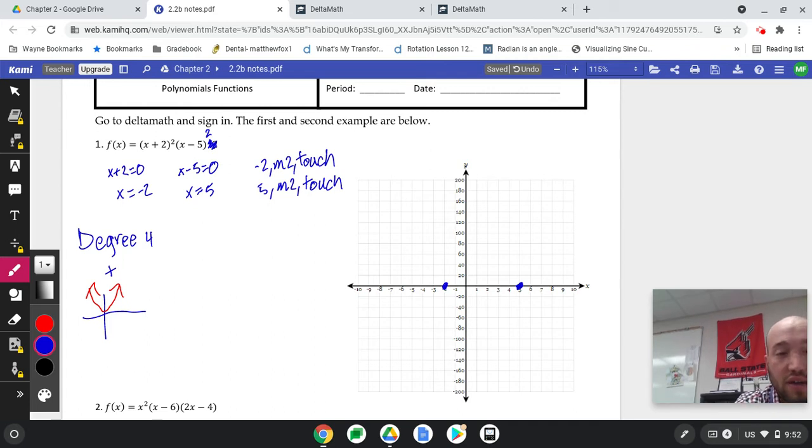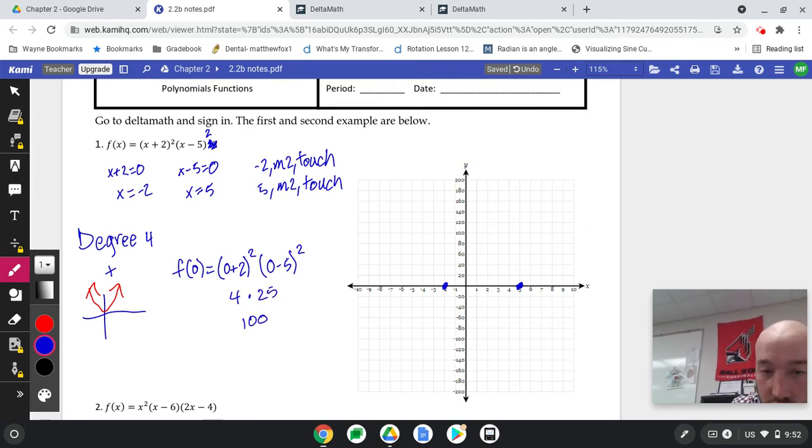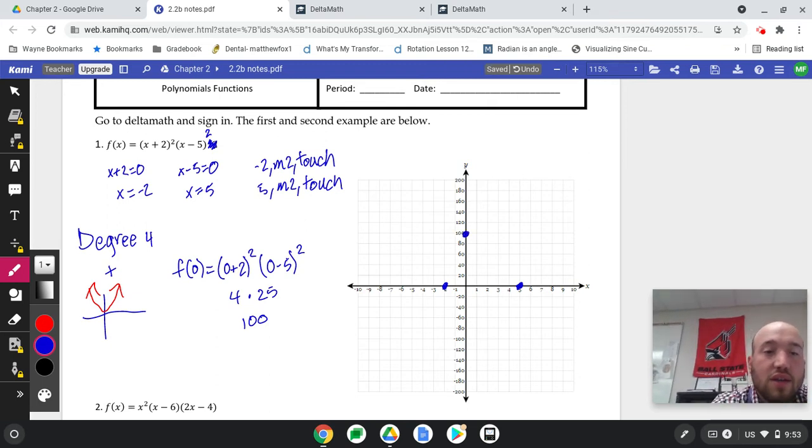Okay, step 3, find the y-intercept. So to do that, we plug 0 in for x. So f of 0 equals 0 plus 2 squared times 0 minus 5 squared. 0 plus 2 is 2, 2 squared is 4, times negative 5 times negative 5 is 25. 4 times 25 is 100. Okay, so as you can see, this scale is a lot bigger on the y-axis. Sometimes that'll happen. So it starts high, touches at negative 2, goes up to 100, comes back and touches at 5, and then finishes high.